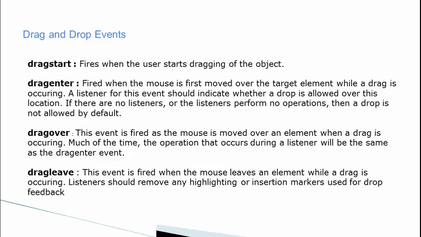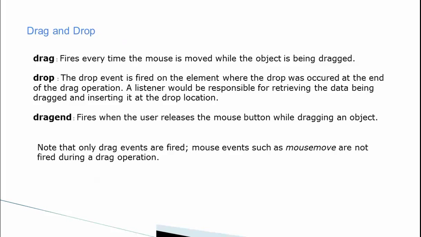Then the drag leave event: when you leave with your mouse, at that point the drag leave event will get fired, and at that point you can perform operations like some styling, some CSS you can apply. Drag event fires whenever you drag. Then the drop event fires when you drop that draggable content on the droppable or target element. Drag end event fires at the end of drag.